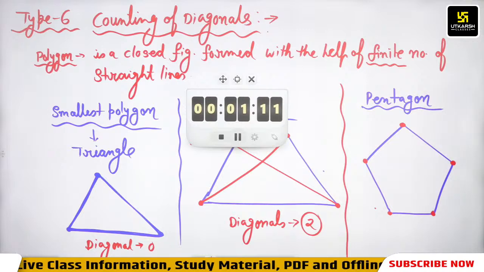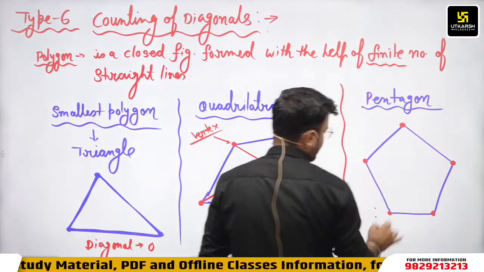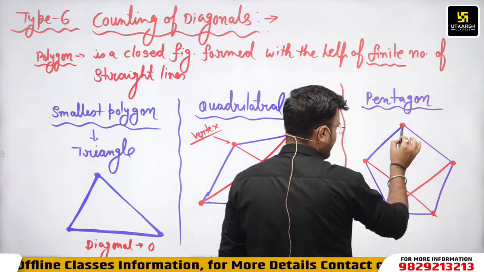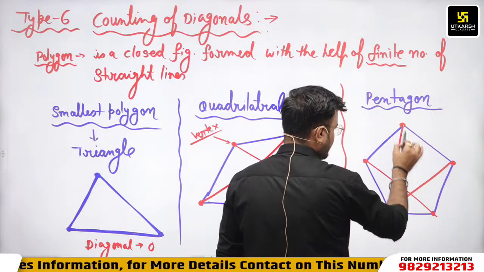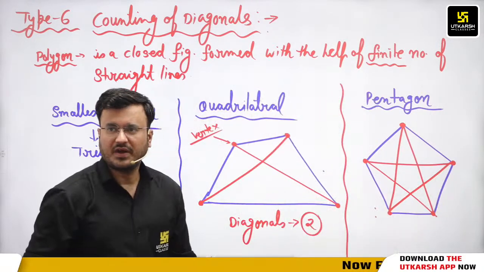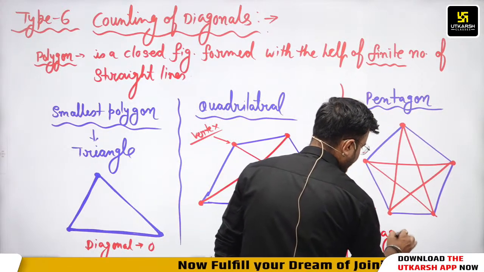So yes, NK, very good. Total 5 diagonals are there. You can see this one is your first, second, this one is your third, this one is your fourth, and this one is your fifth. So total 5 diagonals are there.